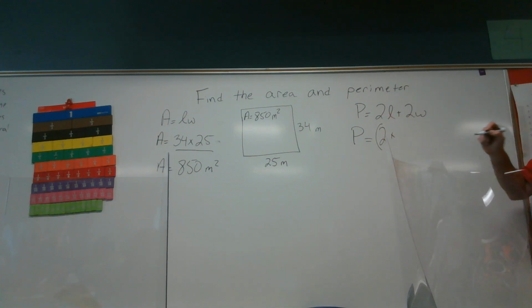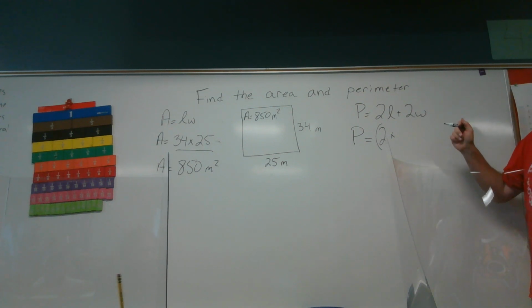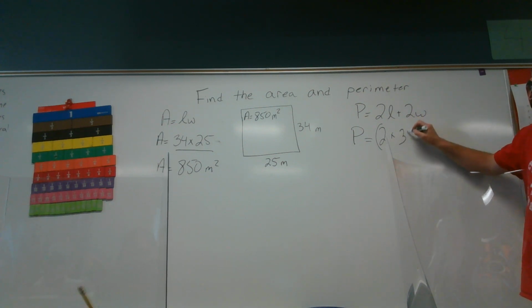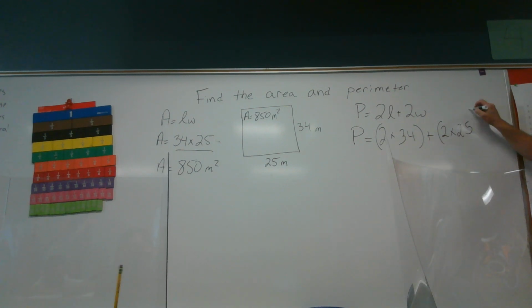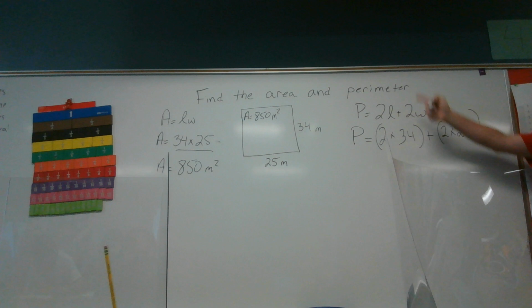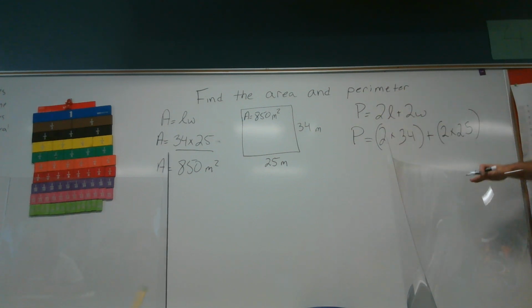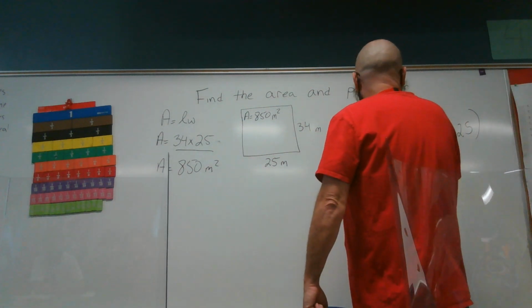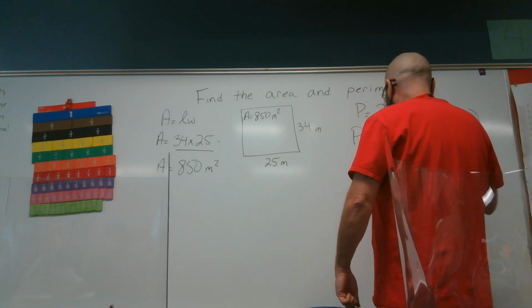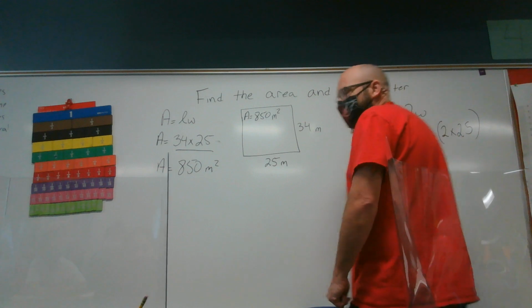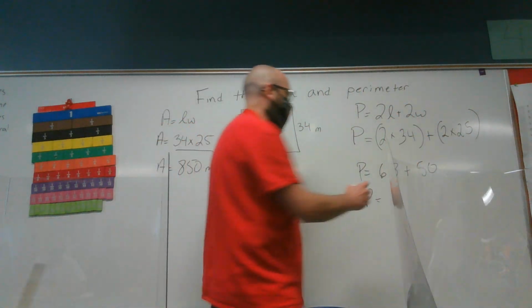2 times, Allie, what's the length? 34. Okay, 2 times 34 plus 2 times, what's the width? 25. Okay, I still have my formula, and I'm still working it this way. So then I have perimeter equals 68 plus 50. And Allie, what does my perimeter equal? 114.